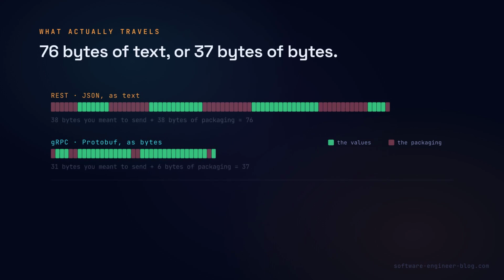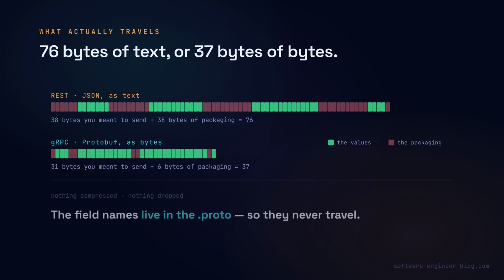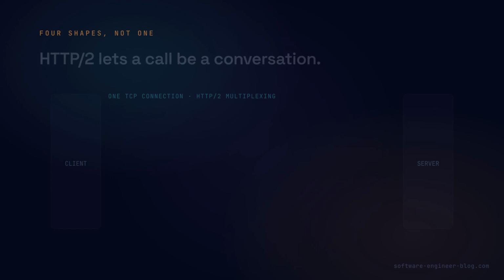That exact same user in Protobuf is 37 bytes, and only 6 of those are packaging. The names are simply gone. Both sides already have them, sitting in the proto file. The connection underneath changes too.